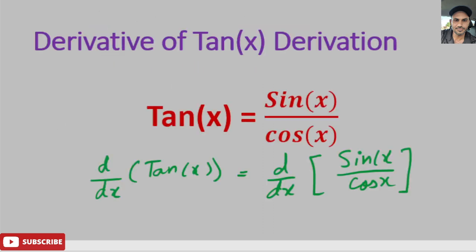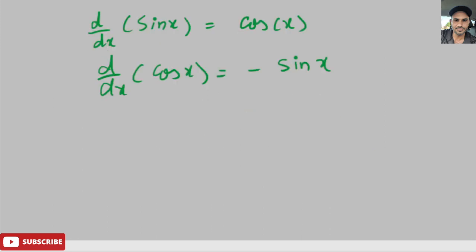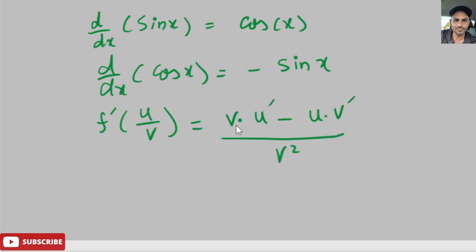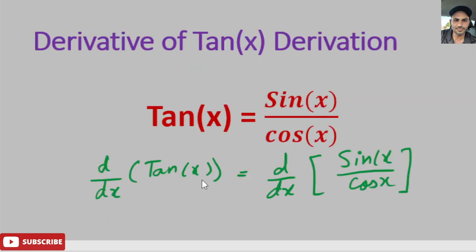Okay, and since we are taking the derivative of the ratio, we have to apply the quotient rule here. And the quotient rule is that the derivative of a ratio u over v equals v times u prime minus u times v prime over v square. Okay, so that is v times the derivative of u minus u times the derivative of v divided by v square. So now I can go ahead and plug in our tangent of x function into the quotient rule right here.